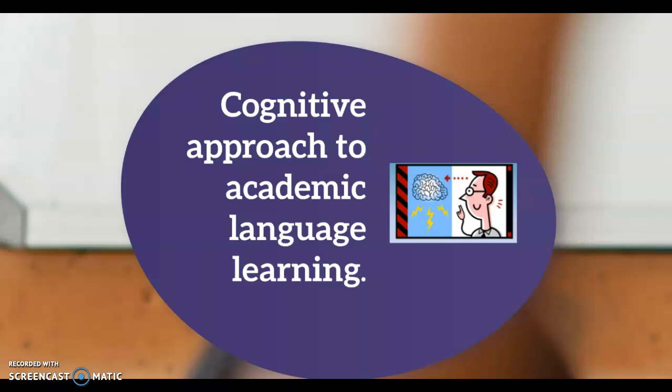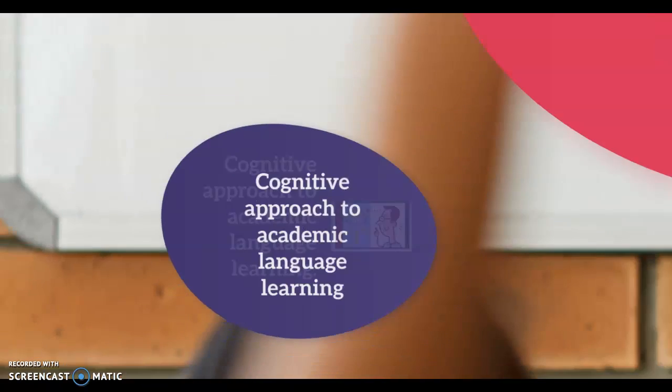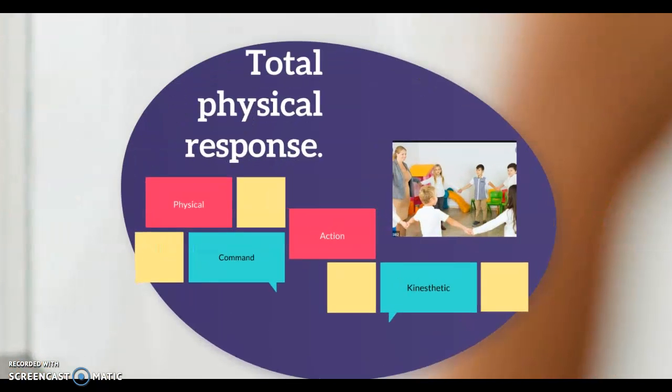Cognitive approach to academic language learning. The cognitive approach to academic language learning incorporates the development of English, the area of instruction, and the explicit teaching of learning strategies. Total physical response. The total physical response method uses command and action performance to rapidly integrate new language material through kinesthetic learning.